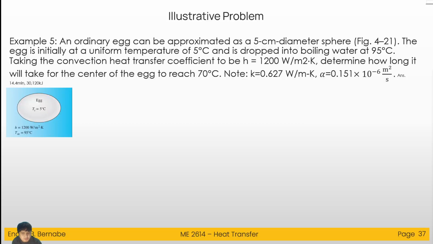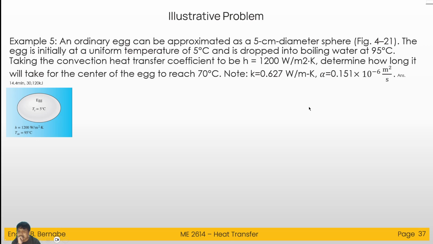Okay, so for this example, we have an ordinary egg that is approximated as a 5 centimeter sphere. It has an initial uniform temperature of 5 degrees Celsius and is then dropped into boiling water at 95 degrees Celsius. The heat transfer coefficient is given. We want to determine how long it will take for the center of the egg to reach 70 degrees Celsius.